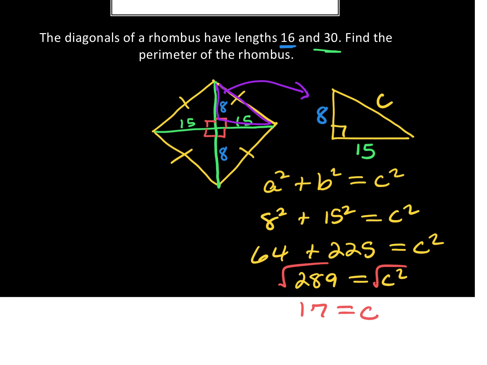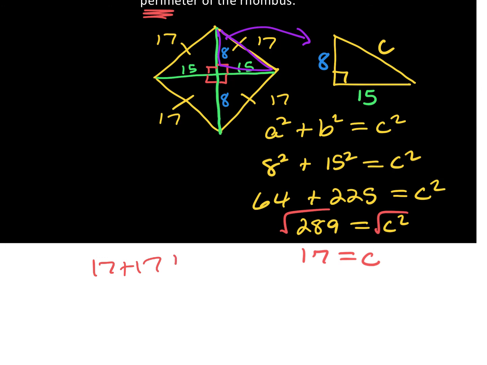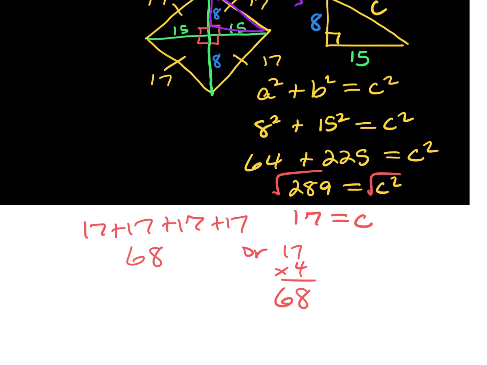Now, it didn't ask me to find the side of the rhombus. It wanted perimeter. So this tells me that all 4 sides are 17. So I can now go back and just say it's 17 plus 17 plus 17 plus 17, or 17 times 4, and my answer is 68. Whether you add it up or multiply it by 4, because you have 4 of the same sides. So here, my perimeter is 68. It didn't have any kind of units on it. You could say 68 units.